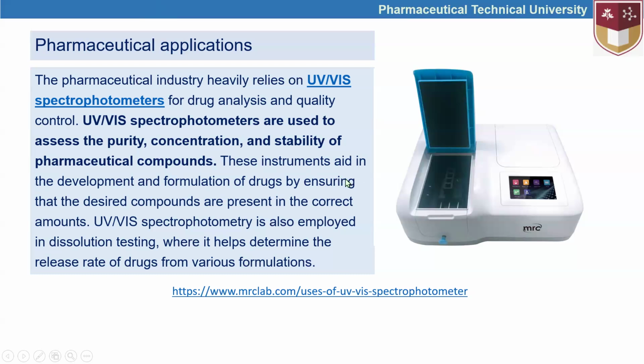These instruments aid in the development and formulation of drugs by ensuring that the desired compounds are present in the correct amounts. UV spectrophotometry is also employed in dissolution testing, where it helps determine the release rate of drugs from various formulations. Which means, as the drugs are released from the delivery systems, they tend to absorb their own spectrum. Based on the changes, it is possible to find out about the release of compounds.